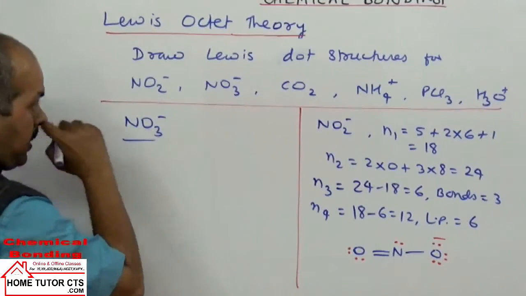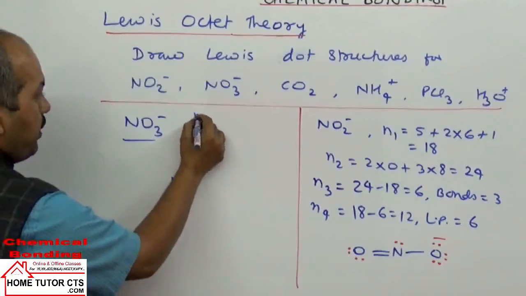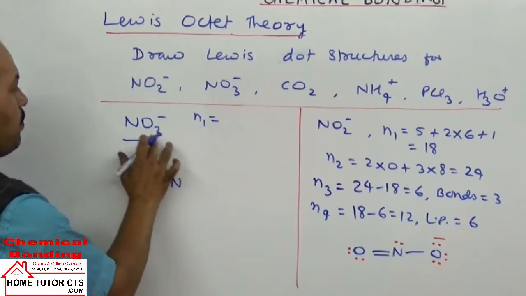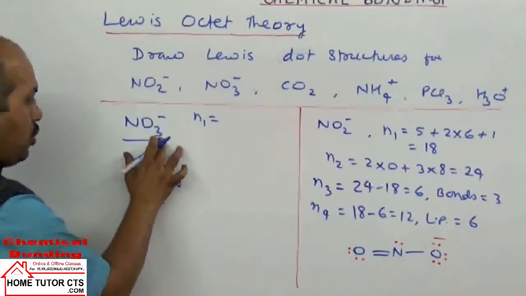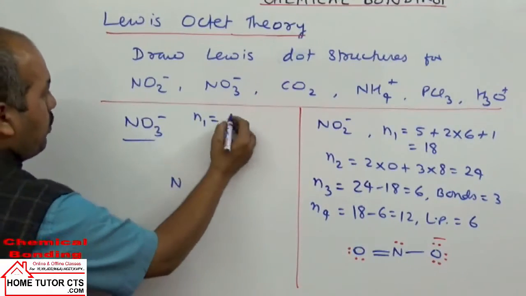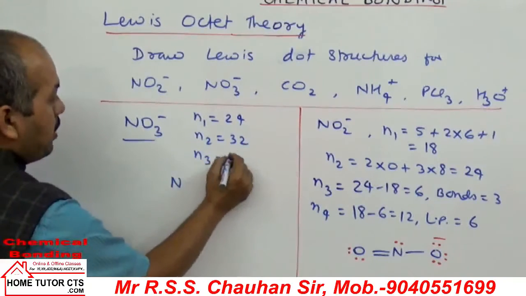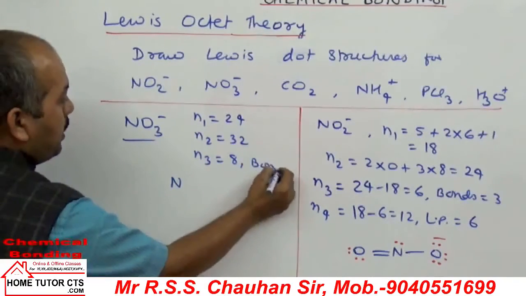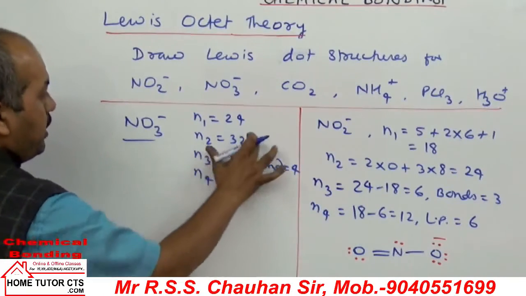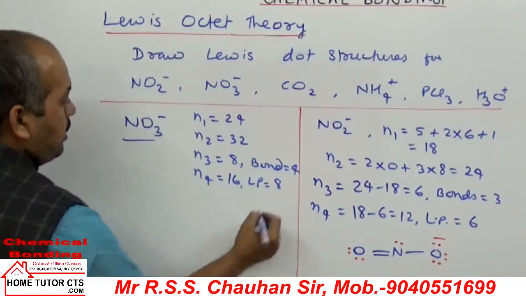Nitrate ion. In nitrate ion similarly, after calculation of N1: 1 nitrogen with 5 electrons plus 3 into 6, 18, plus 5, plus 1, is 24. N2 is 32. N3 becomes 8, so bonds become 4. And N4 is how much? The difference is 16, so we'll have lone pairs 8.